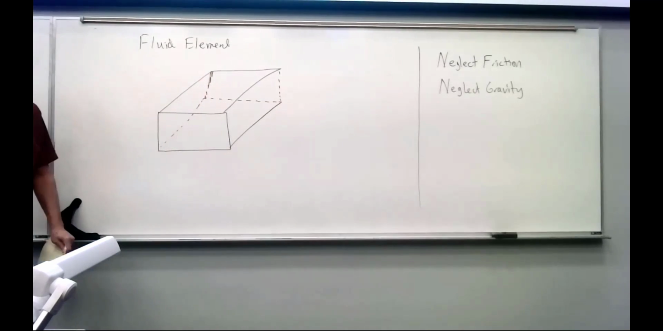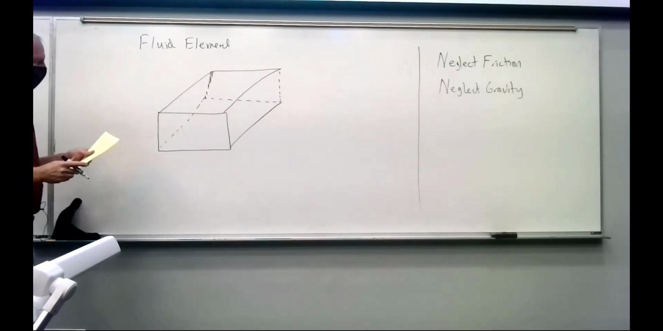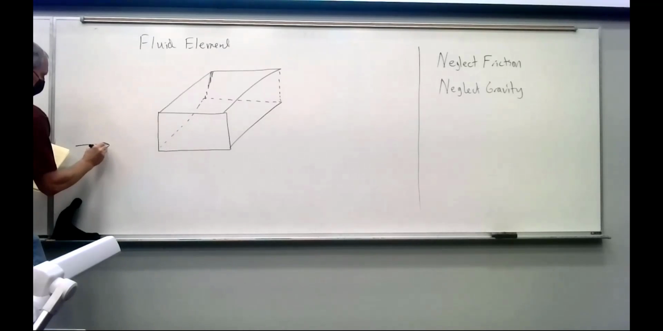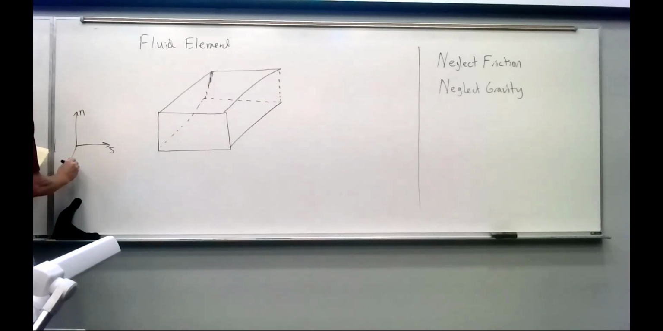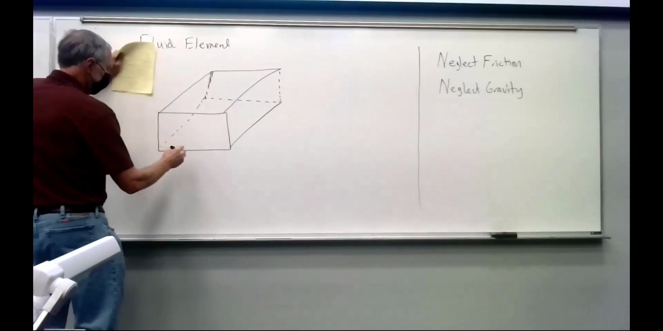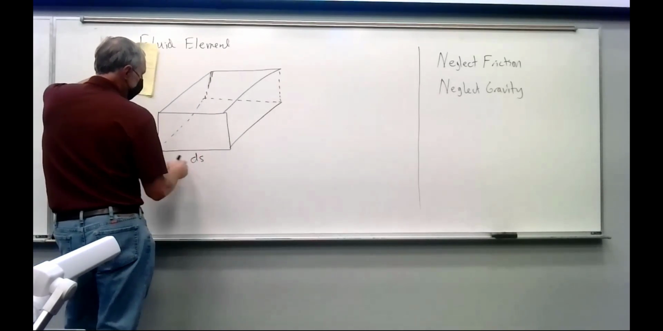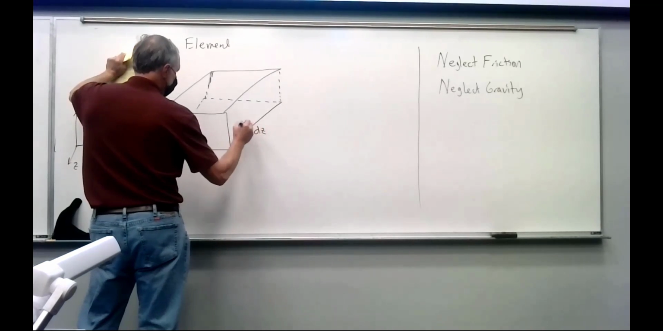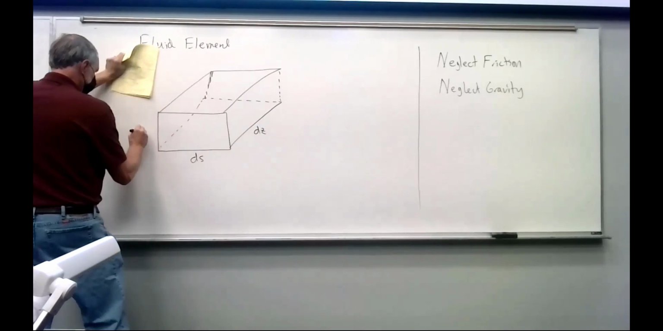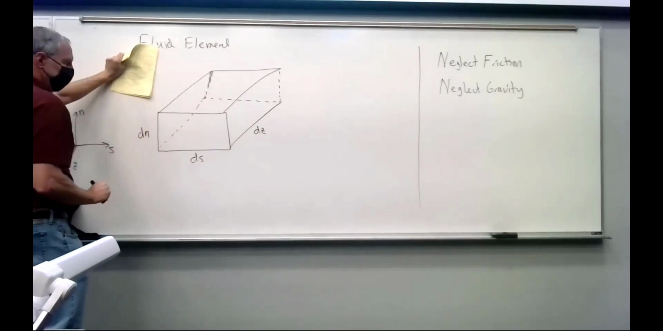All right, so there's our box. And remember the axis system. This is S, this is N, and this is Z. So our dimensions are going to be, we're going to say this is some small ds in this direction. This is some small dz. And this is some small dn.